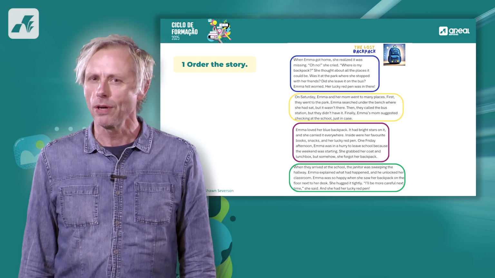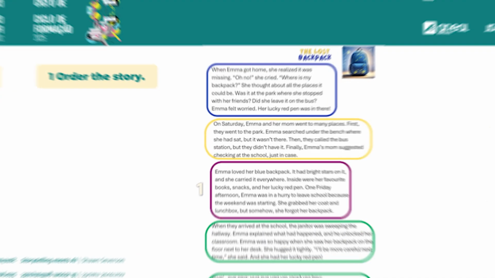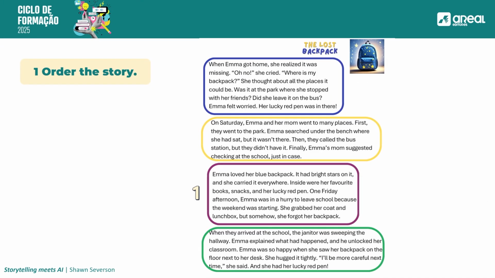Okay, so did you get the story in order? So it starts off with Emma and her lovely backpack, of course, right? And from there, she realizes that she's lost it. Then she goes around looking everywhere for it, and finally, she finds it at school. So that was ordering a story.